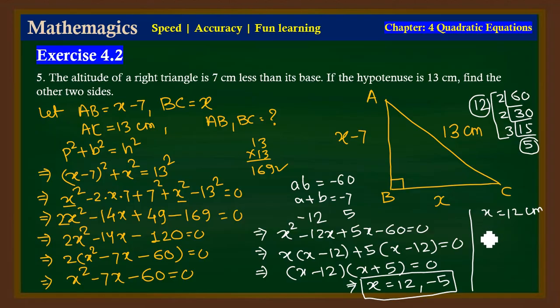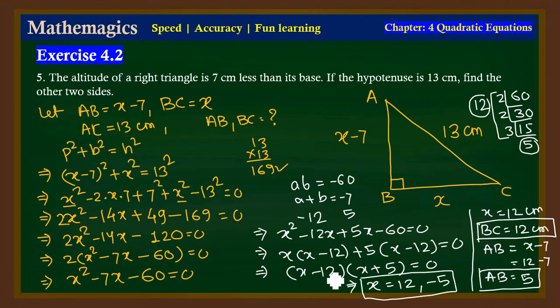And now the altitude, and x is equal to BC, so BC is equal to 12 centimeter. Now altitude is equal to AB, and AB is equal to x minus 7. So what is the value of the x? 12. 12 minus 7. So finally the AB is equal to 12 minus 7 becomes 5. So dear friends, BC is equal to 12 centimeter and AB is equal to 5 centimeter. So we got the answer. Now we are moving to the next question.